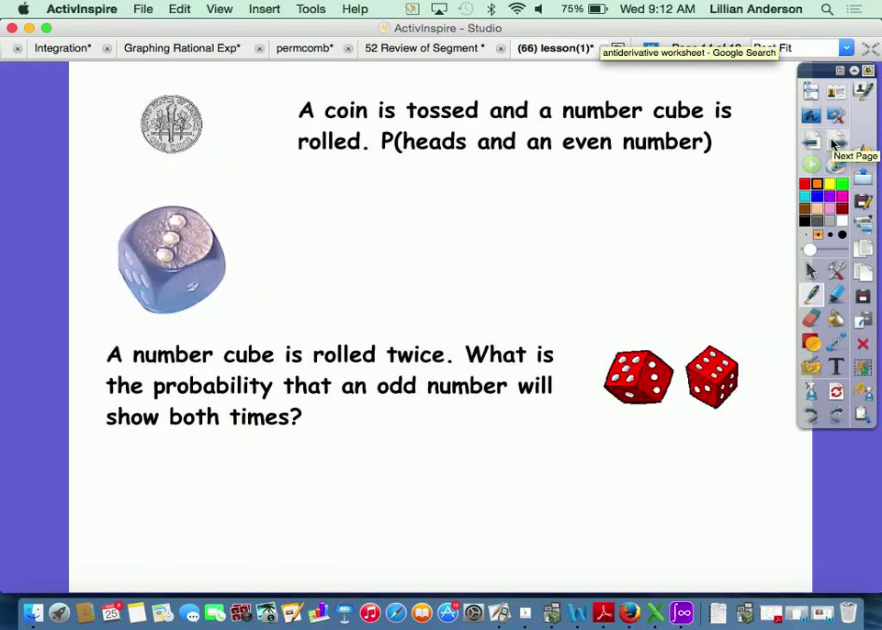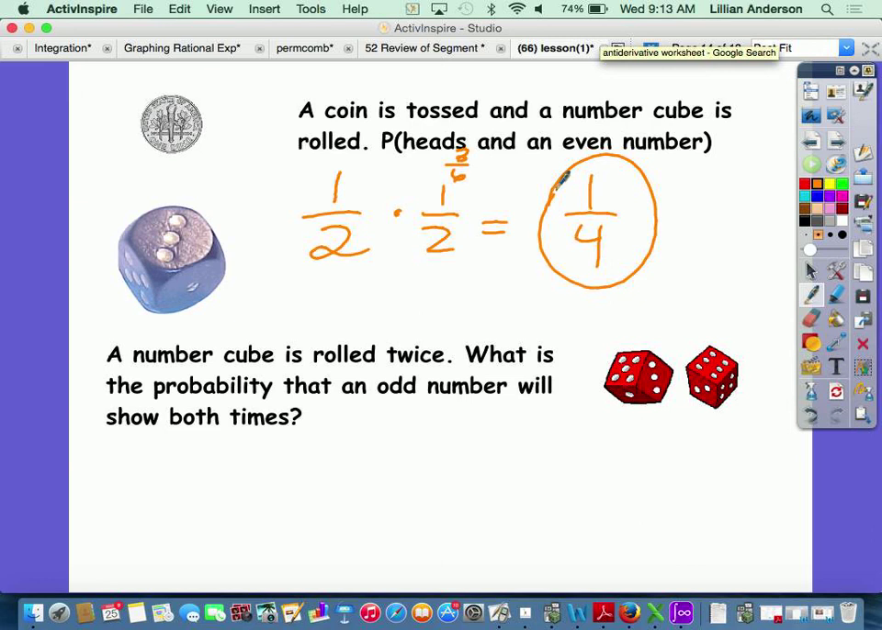It says a coin is tossed and a number cube is rolled. What's the probability to get a heads and an even number? How'd you get that? 1/2 for the coin, and then the even number would be 3 out of 6, which is 1/2. Very good. 1/4. You get a probability 1/2 for tossing a heads, and then 1/2 for an even number because there's 3 even numbers out of 6. That reduces. What about this one?